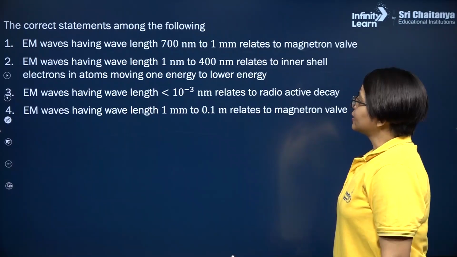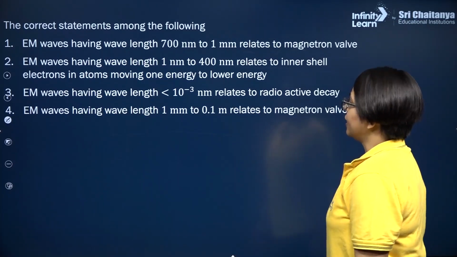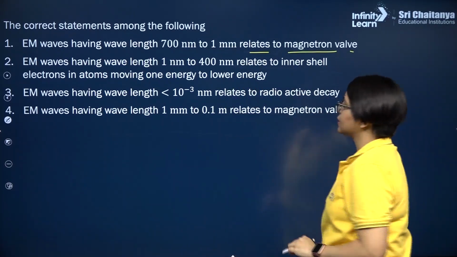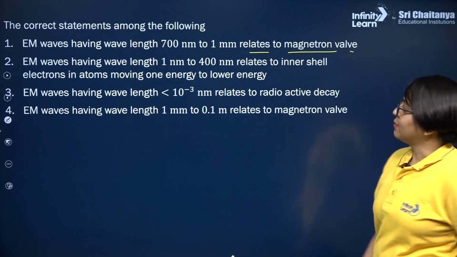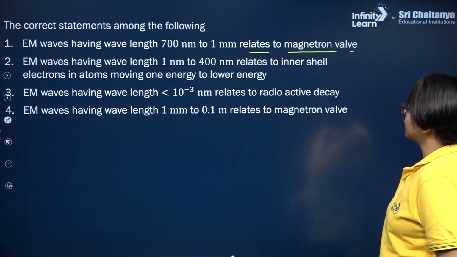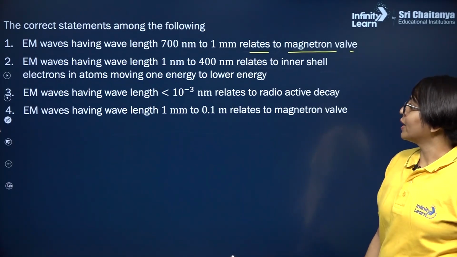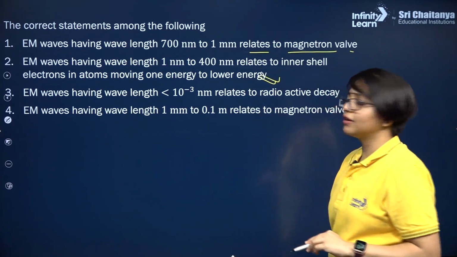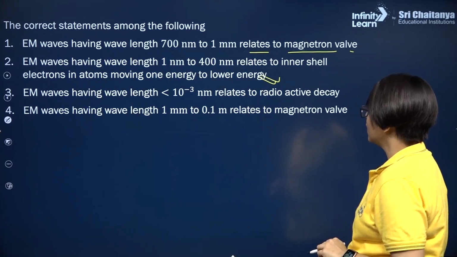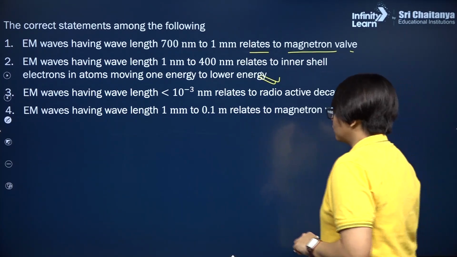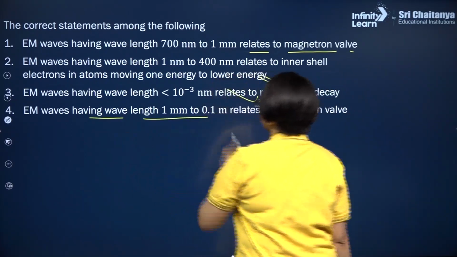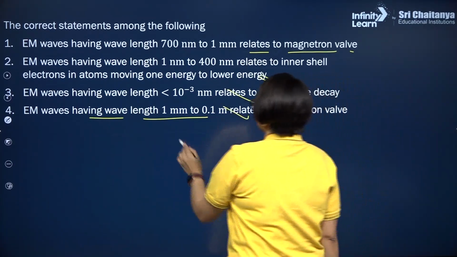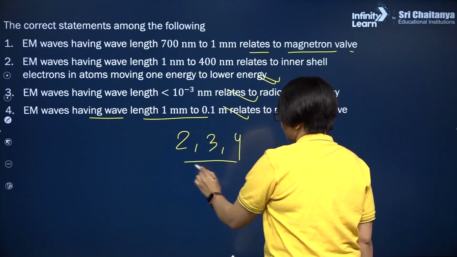Next is, the correct statements among the following. EM waves having wavelength 700 nanometer to 1 millimeter relates to magnetron valve. No, this is false. EM waves having wavelength 1 millimeter to 400 nanometer relates to inner shell electrons in atoms moving from one energy level to another, lower energy level. This is true. EM waves having wavelength less than 10 power minus 3 nanometer relates to radioactive decay. That is also true. And EM waves having wavelength 1 millimeter to 0.1 meter relates to the magnetron valve. This is true, right. So, the correct answer is 2, 3 and 4.